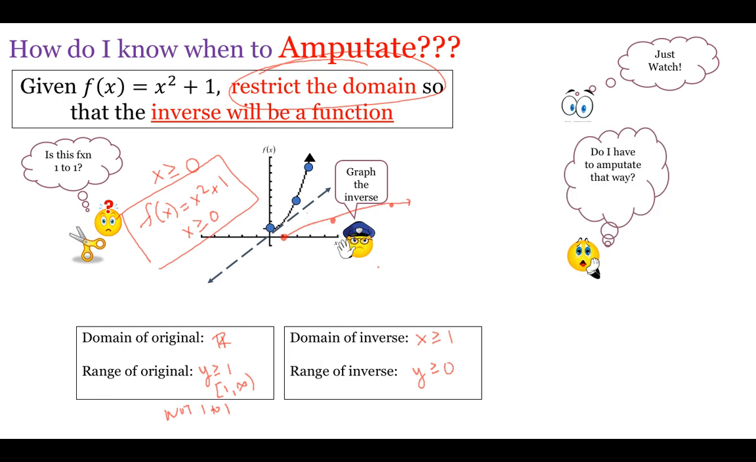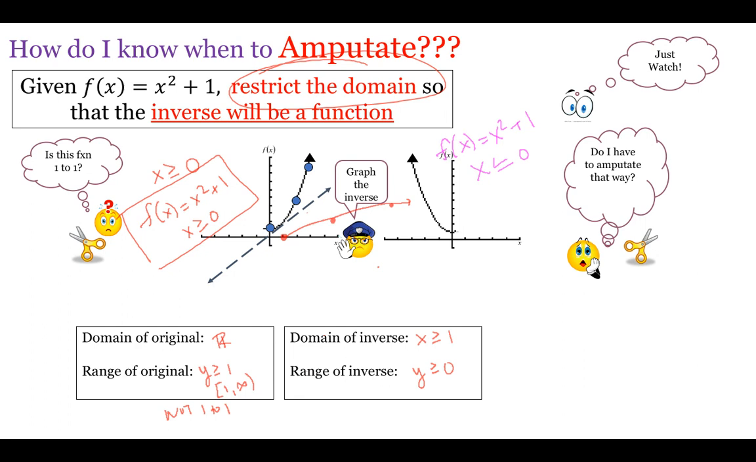So do you have to amputate it that way? Did I have to cut off the left side? No, I didn't, right? Unless I specify and tell you how to amputate it or how to restrict the domain, it does not matter how you restrict it. I could go back and give you one that said f of x equals x squared plus 1 for x is less than or equal to 0. That's totally allowed, right? Maybe I wanted to cut off the other side.